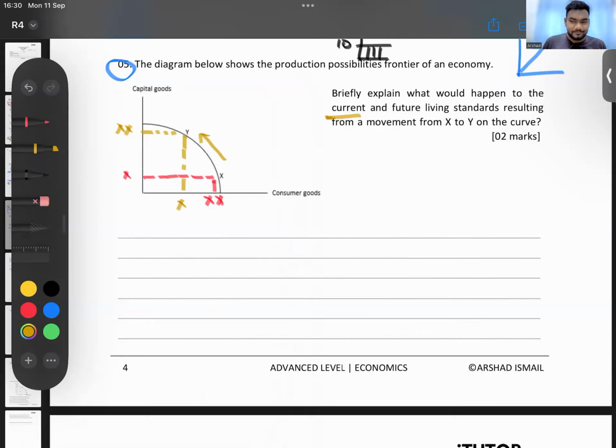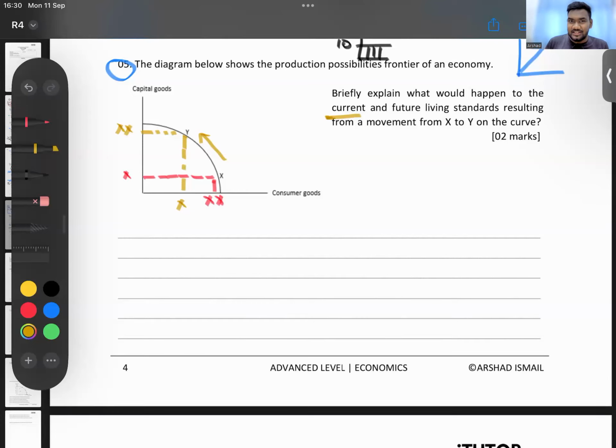Think and tell me. What do you all think? They were producing a lot of consumer goods. Now they have decreased the amount of consumer goods that they are producing, no? When they go from X to Y, they're reducing the amount of consumer goods that they produce. So my question is, what is happening to the current living standard?